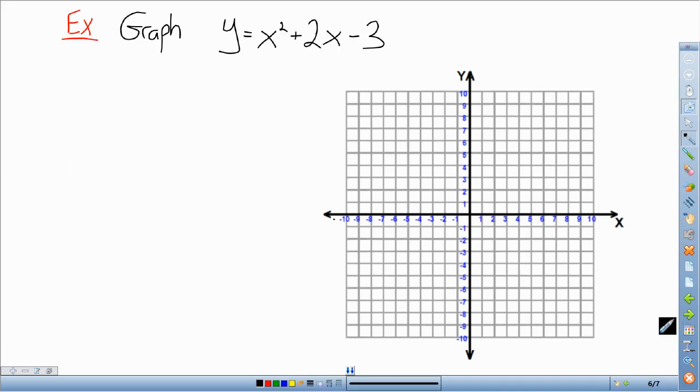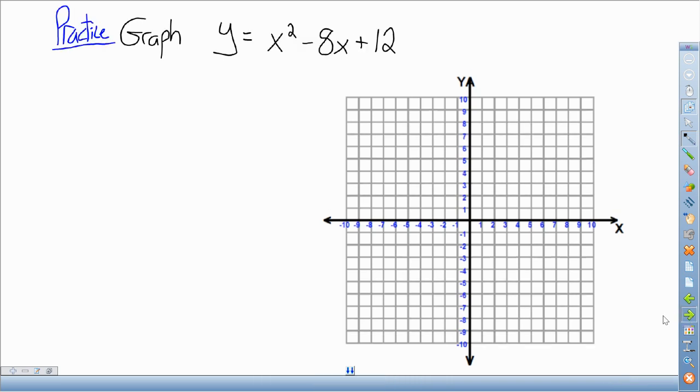Okay, so let's see. I'm going to skip this one. I'm going to have you guys go ahead and do this one on your own. Go ahead and factor this using the x method, and then from there, you can try the 3 steps and get this thing on the graph. So go ahead and try this one out.